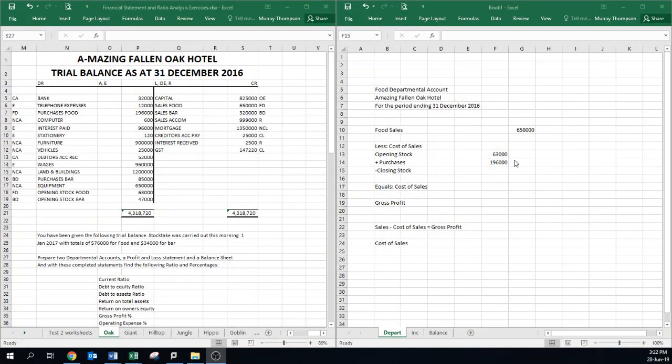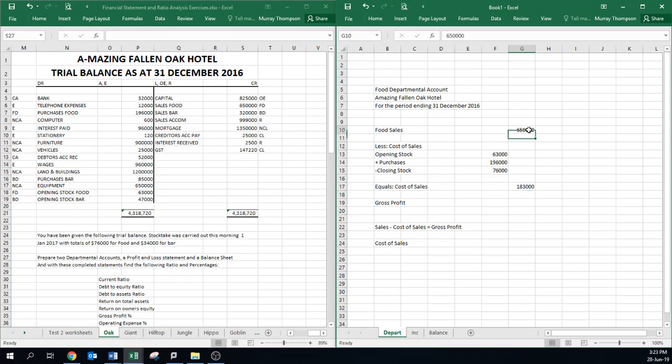Okay, so we put in our closing stock. We put 76,000 for food. Now because I'm in Excel, I can do a little formula. So I'm just going to go opening stock, we want to add on our purchases, and then we want to minus our closing stock. And this gives us our cost of sales.